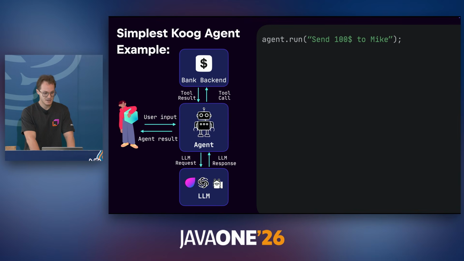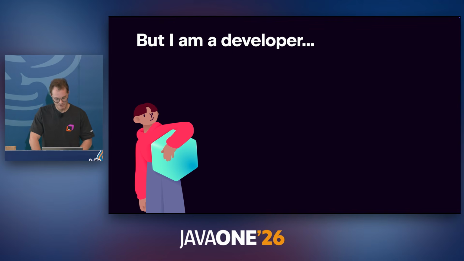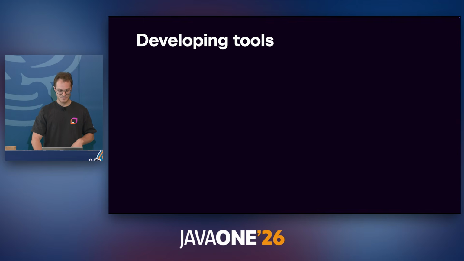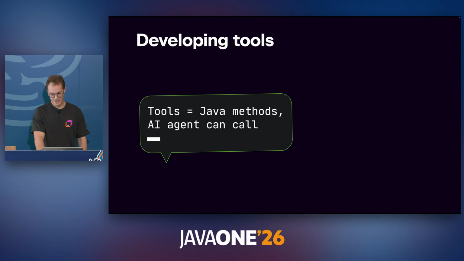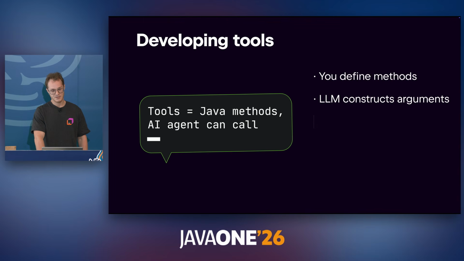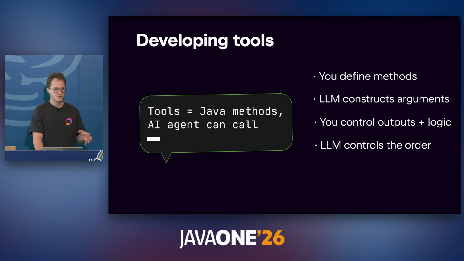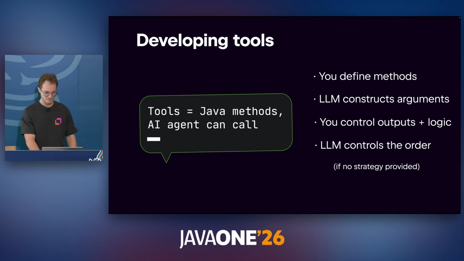Of course, the agents don't just work in isolation. But by the way, we forgot to develop tools. We're developers, we want to develop something. So let's develop tools. What are tools for the agent? The tools are essentially just Java methods that the AI agent can call in order to solve the user's problem. So you as developers define the methods, and the LLM will construct the arguments for them. You can control the output and the logic, and the model will control the order of execution, unless you provide a custom controllable strategy, which I will show to you.